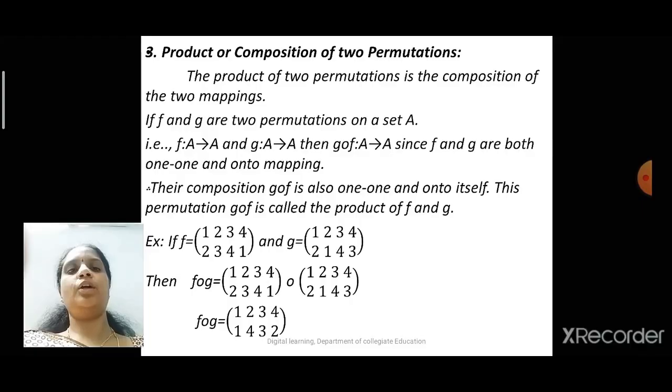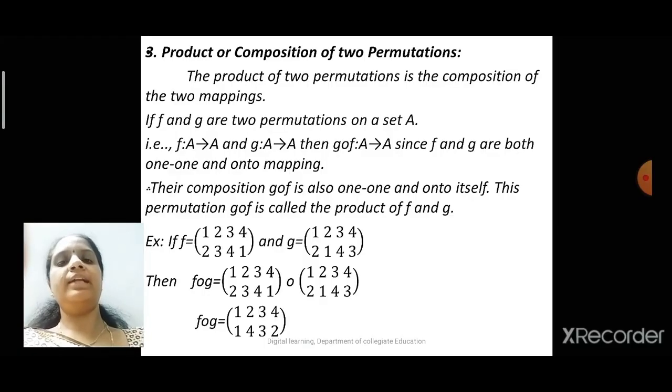If f and g are two permutations on a set A, f from A to A and g from A to A, then g composition f from A to A is a permutation, since f and g are both one-one and onto mappings. So both the functions have to be one-one and onto. Therefore the composition of g and f is also one-one and onto. This permutation g composition f is called the product of f and g.